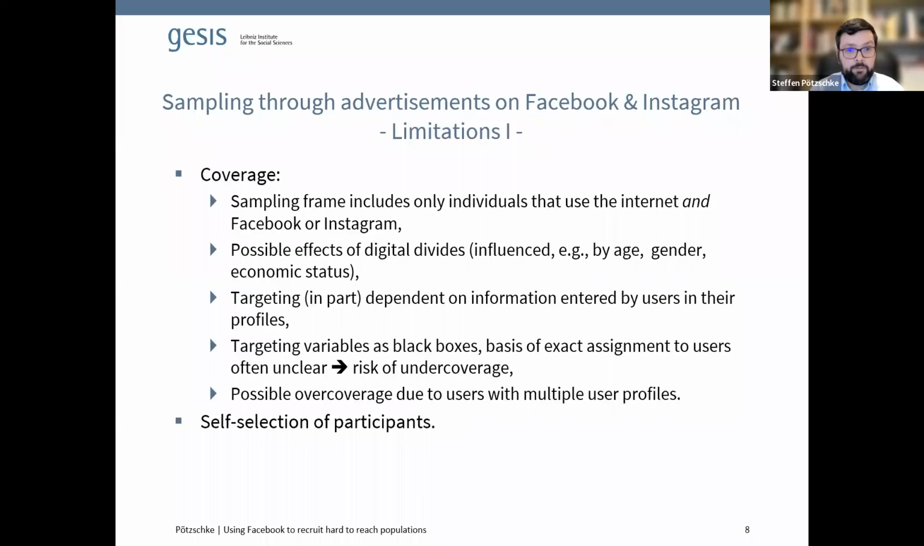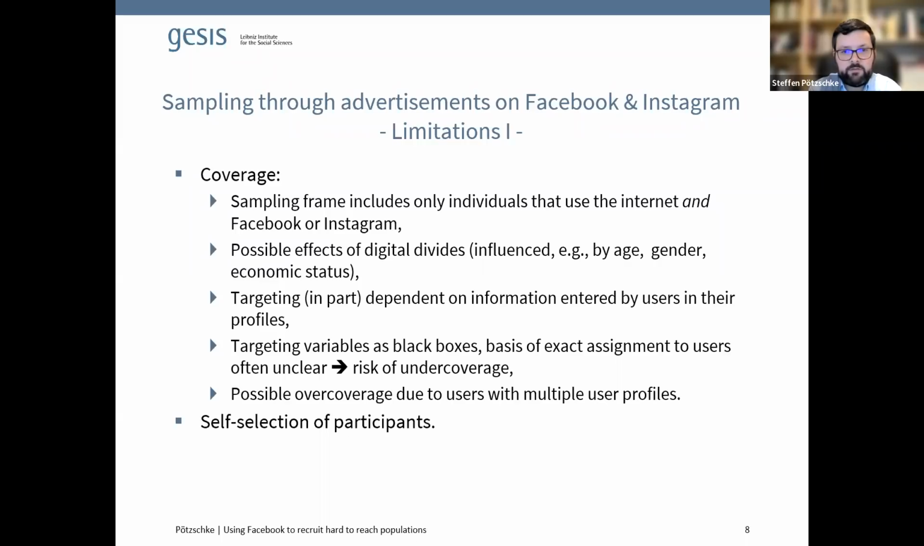However, where there are lights, there are also shadows. Of course, this method has its limitations. The limitations are mostly in the area of coverage. Obviously, the sampling frame does only include individuals that use, A, the internet, and B, Facebook or Instagram. We have to take into consideration possible effects of digital divides.